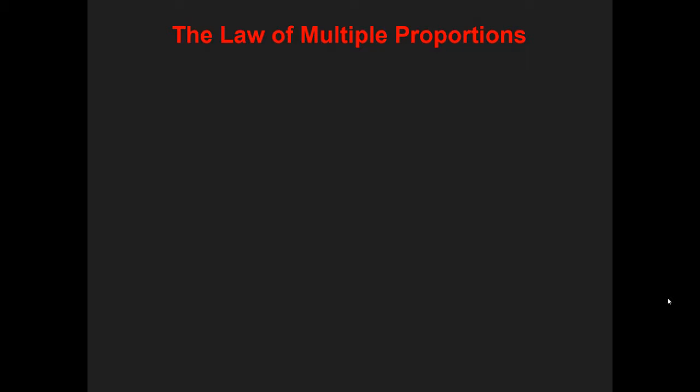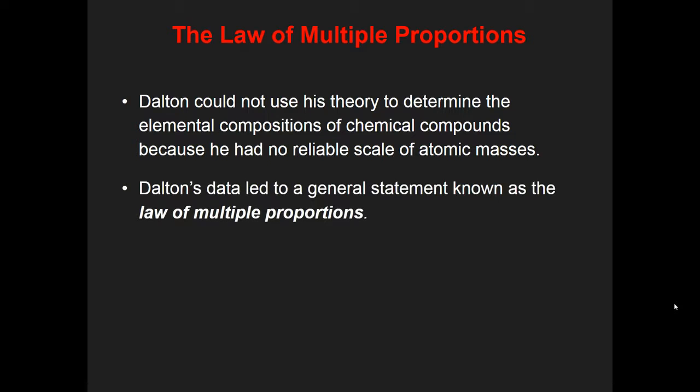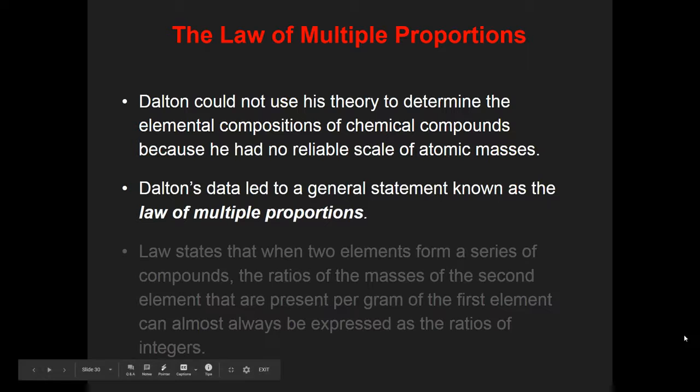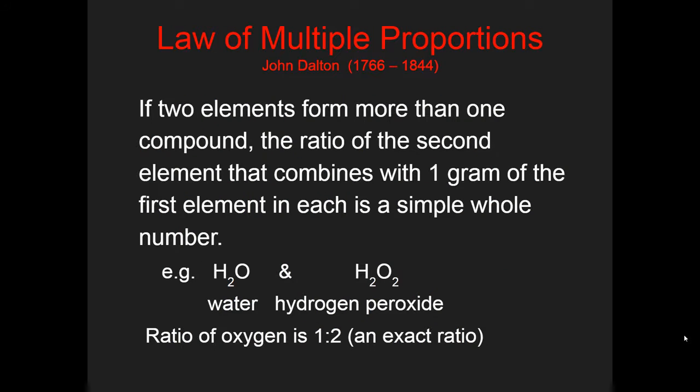The law of multiple proportions is a little bit harder to understand, but basically, he had to use this law of multiple proportions because there was no reliable scale for atomic mass units during this time frame. It was only a scale based on grams. So based on that, he had to come up with what was called a general statement known as the law of multiple proportions. And actually, sorry, John Dalton did come up with this statement. This law states that when two elements form a series of compounds, the ratios are basically simple whole number ratios.